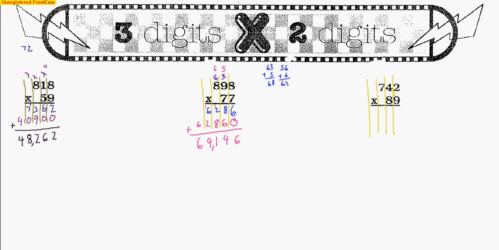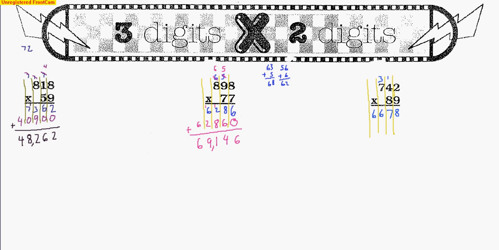We've got 9 times 2 makes 18. Carry a 1. Multiply. 9 and 4 make 36, plus 1 makes 37. 9 and 7 makes 63. And then we also have that 3 that we have to add on, so that makes 66. So now we get to move over to the tens place.